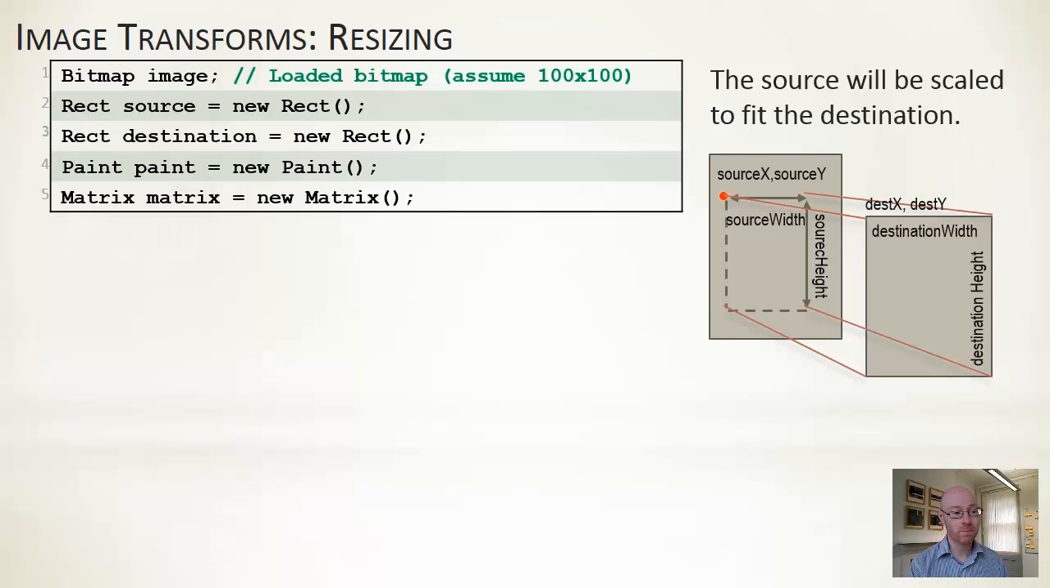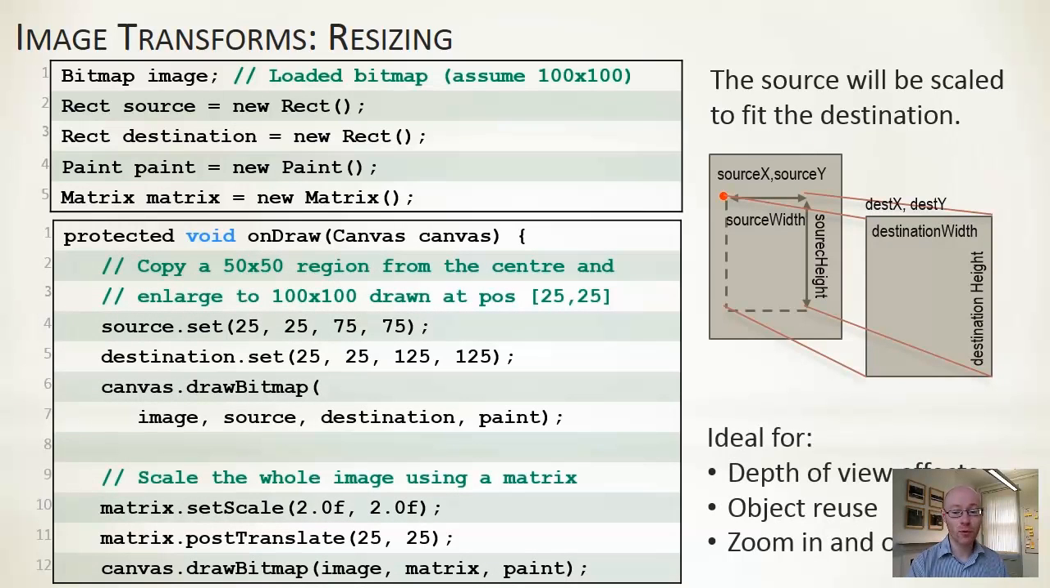We'll also have a paint and a matrix object, and these we will use to help control how we draw the particular bitmap. Now, given those, the fragment of code that we can see here is one that will enable us to scale. And from line 2 down to line 7 is where we are copying a 50 by 50 pixel region from the center of our source and scaling that up to be a 100 by 100 region as drawn on the screen. So first of all, in line 4, we're setting the source in the original image to 25 across, 25 down from the top left hand side is the top left point, and the bottom right point is then 75, 75. So that defines a 50 by 50 region in the center of that image.